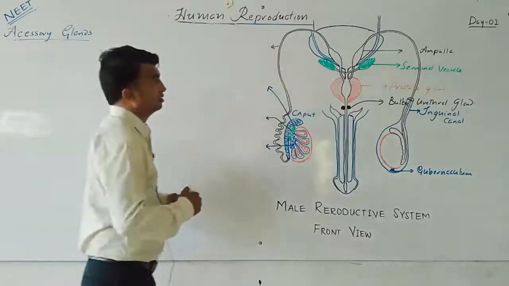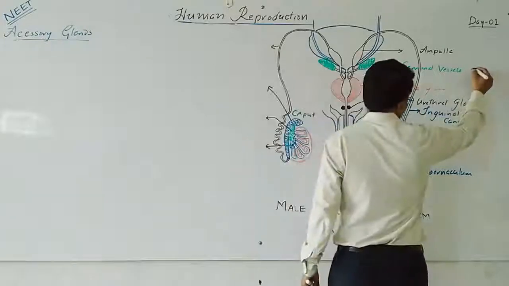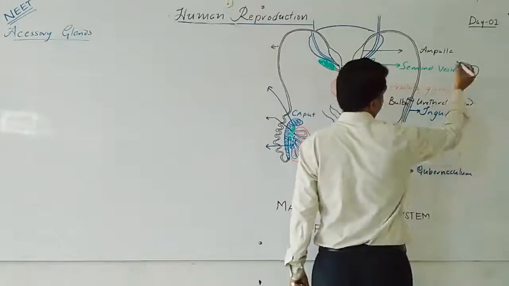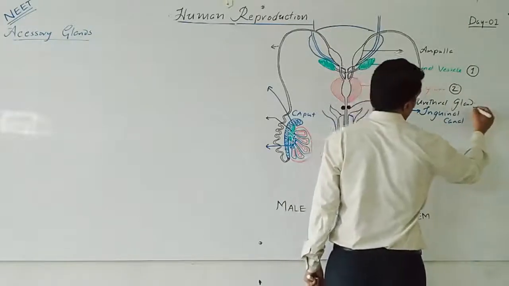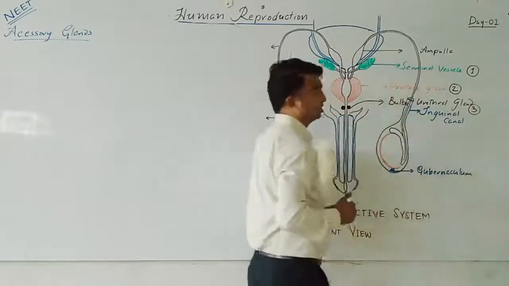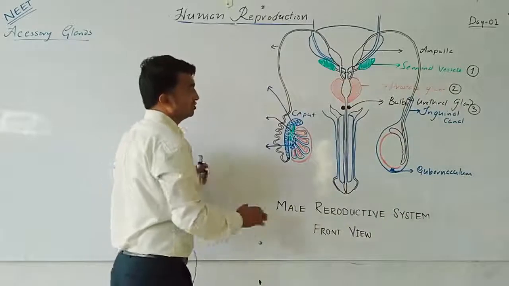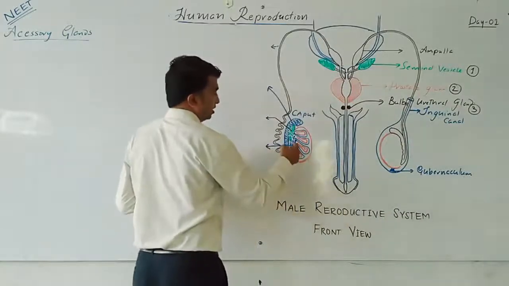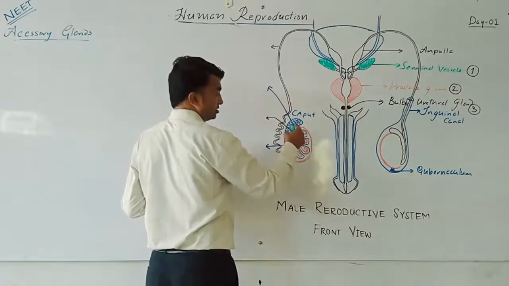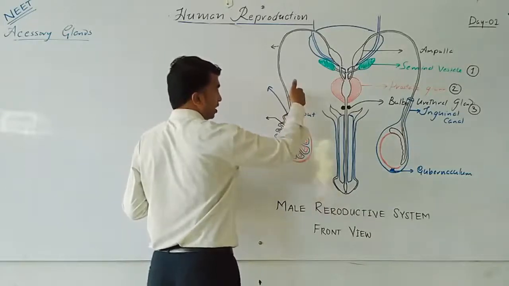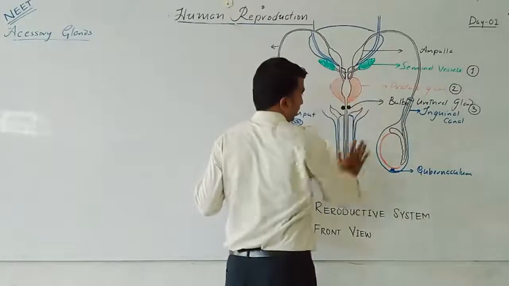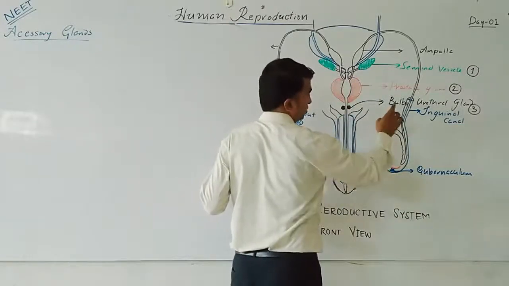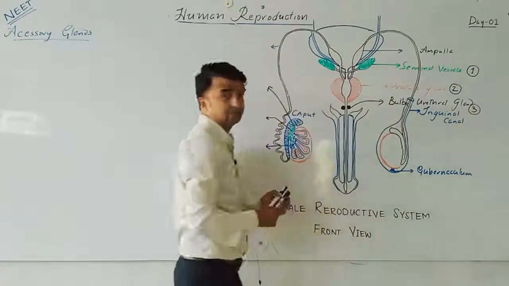Next one is the accessory glands. The first gland is the seminal vesicle, which is paired. The second one is the prostate gland. The third one is the Cowper's gland, or the bulbourethral gland. We have covered the accessory ducts: the rete testis, vasa efferentia, epididymis, vasa deferens, then the urethra. Now collectively these three are the accessory glands.